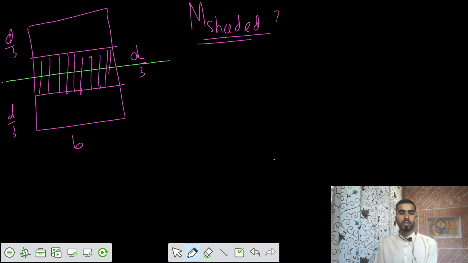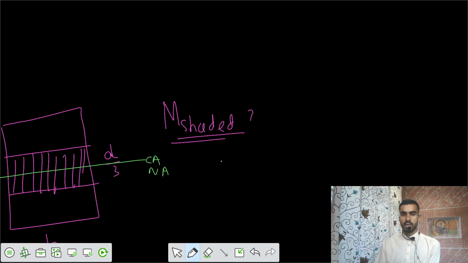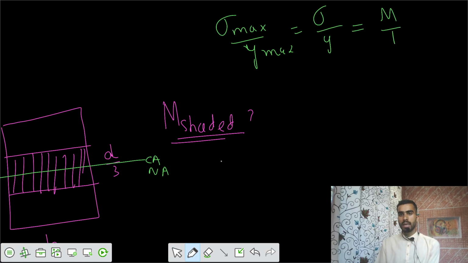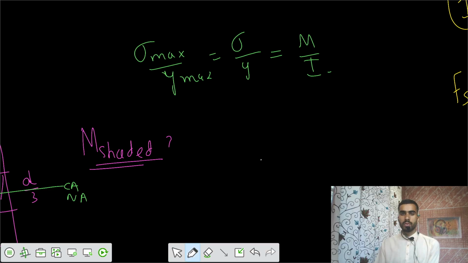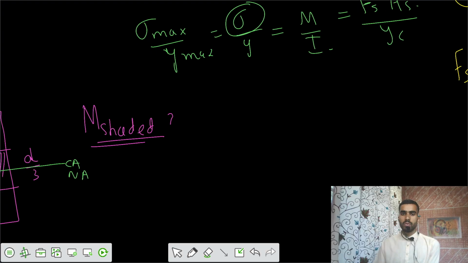We have that material is homogeneous, and that central axis is the neutral axis. So we have this neutral axis, and we have the equation that we already know: sigma max by y max equals sigma by y. Similarly, that equals M by I. So sigma equals some force into area shaded, and this was some value of centroid. Now how can we solve this one?